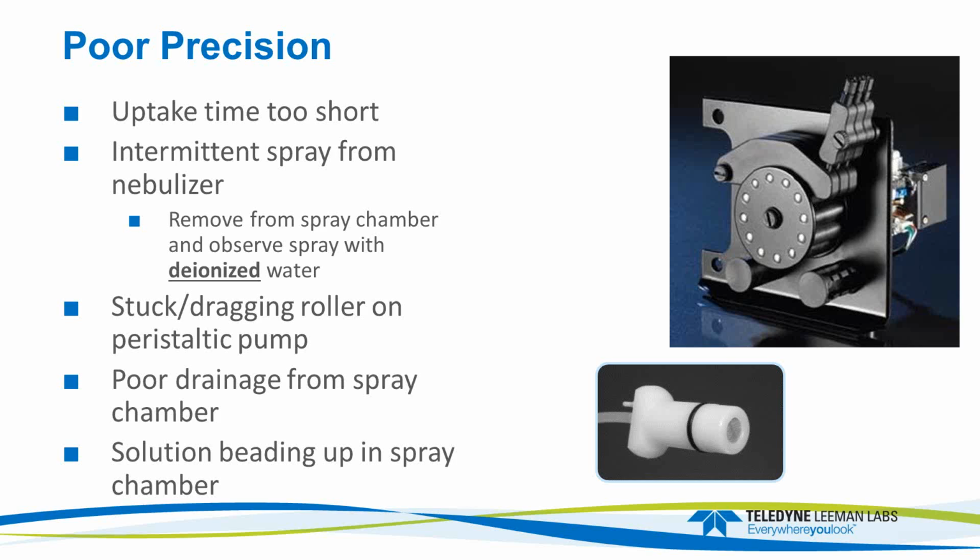Poor precision a lot of times you can trace to the neb. So if I'm getting that poor precision, I'll shut the system down and take the nebulizer out and look at the spray. Remember deionized water? We've all probably done that where we've had a little bit of nitric acid in there, but do it with deionized water and look at the spray. The spray should be nice and smooth, not a lot of pulsations. You don't want to see big drops in there. And that may be clogging a little bit.